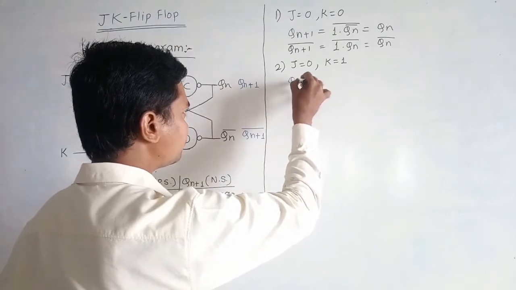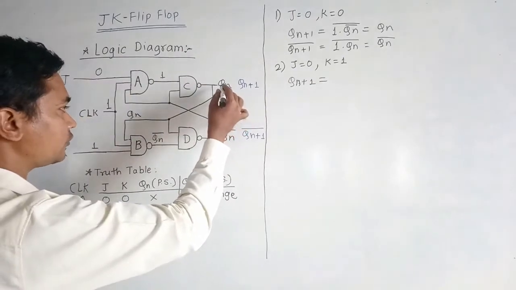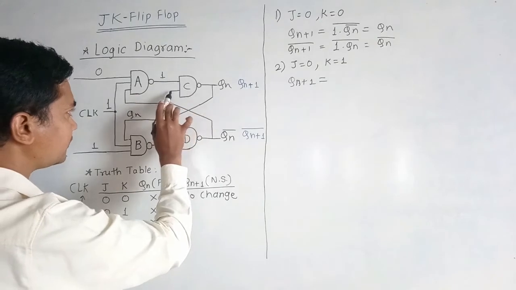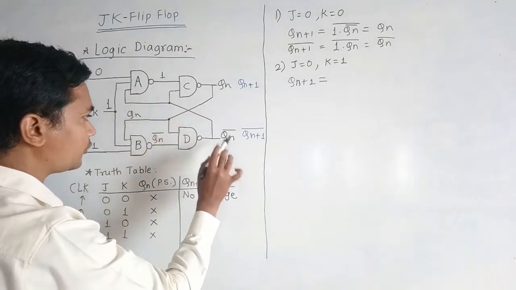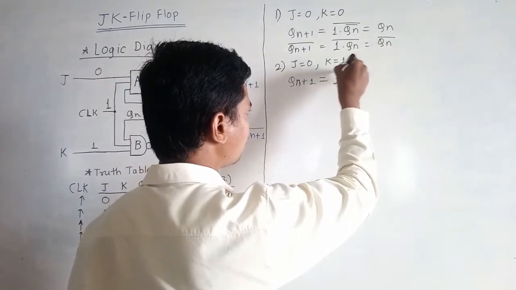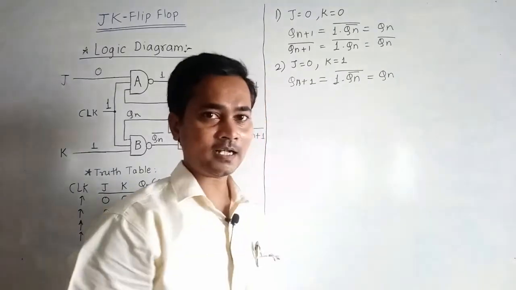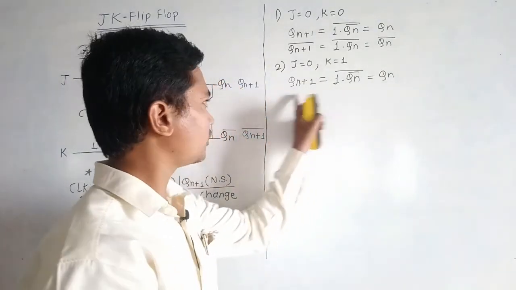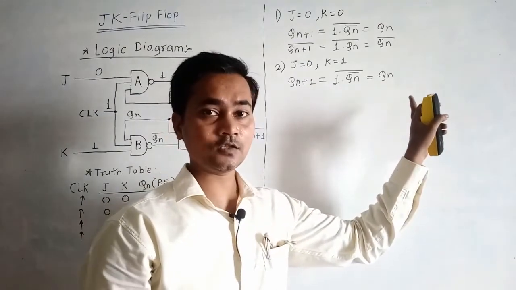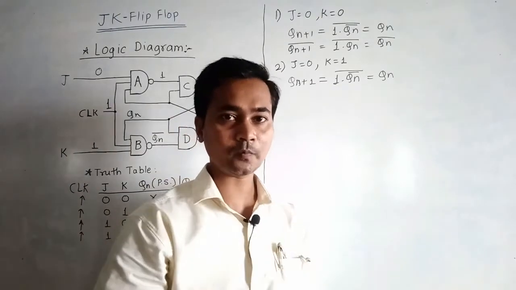Qn plus 1 will be equal to 1 NAND operation with this signal. This signal is nothing but Qn bar. So (1 dot Qn bar) whole bar, the output will be Qn. Now as we know, if the particular output is not a fixed value, that is 0 or 1, then we go for the second output, that is Qn plus 1 whole bar.